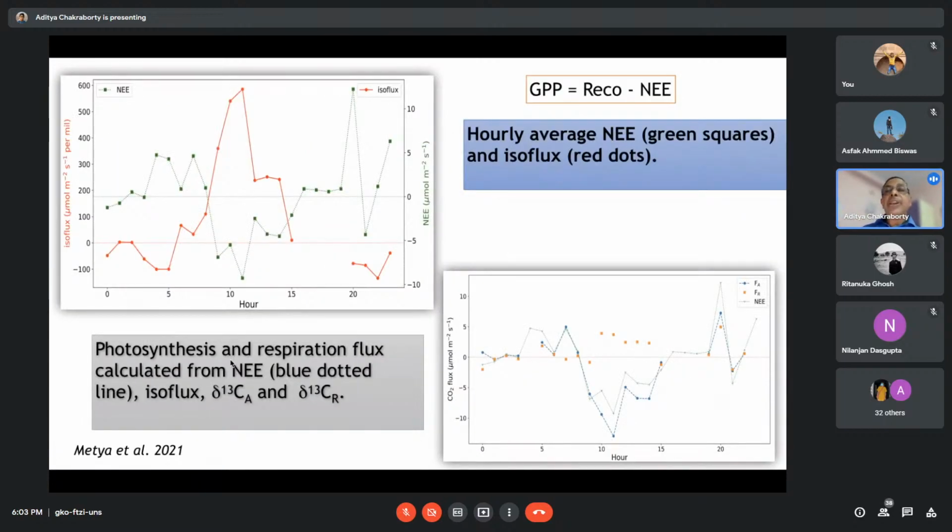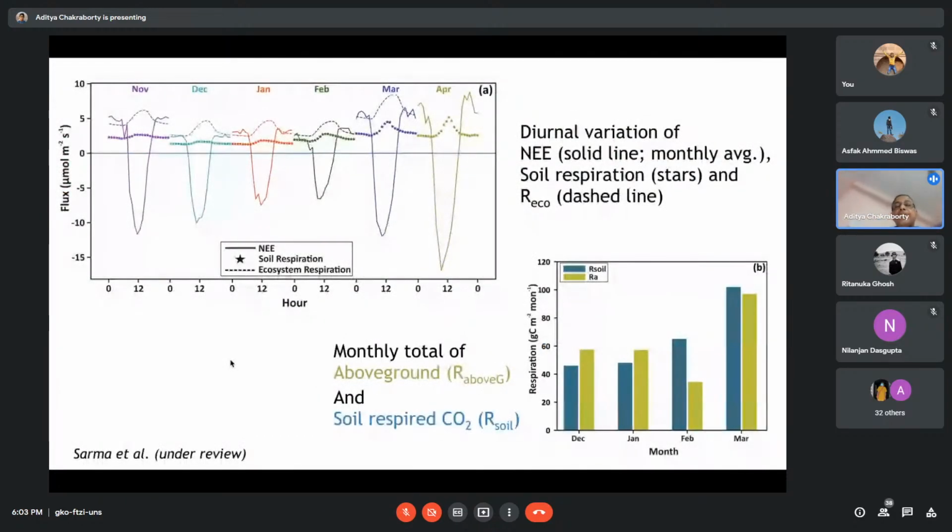So this part I will skip, because this is related to isotopic analysis, and since I don't have much time, I will better skip this slide. Now here it shows the soil CO2.